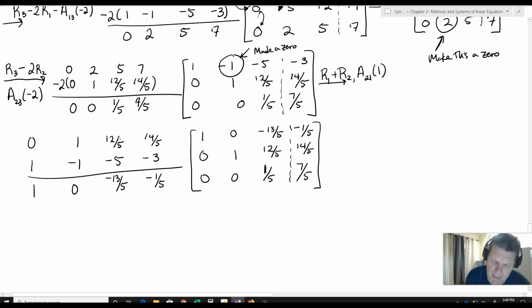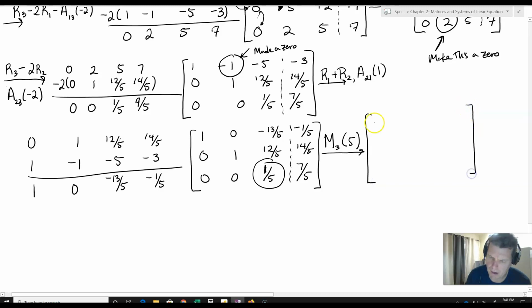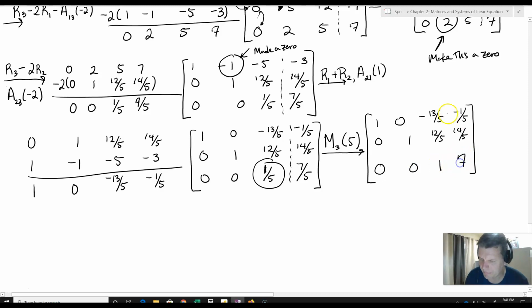Okay, so now normally I'd want to get a leading 1 right here. And I think actually that I'm going to do that. So what I'm going to do is I'm going to multiply row 3 by 5. Okay? And that'll now be 1, 0, -13/5, -1/5. Then 0, 1, 12/5, 14/5. Okay, and 0, 0, 1, and 7. Now finally, I need to get zeros above that leading 1.